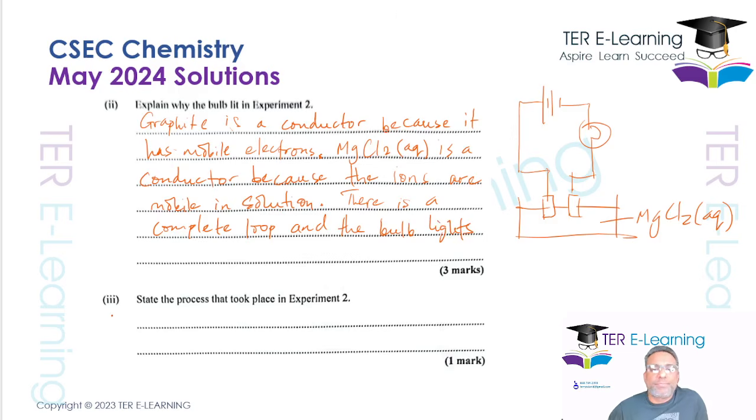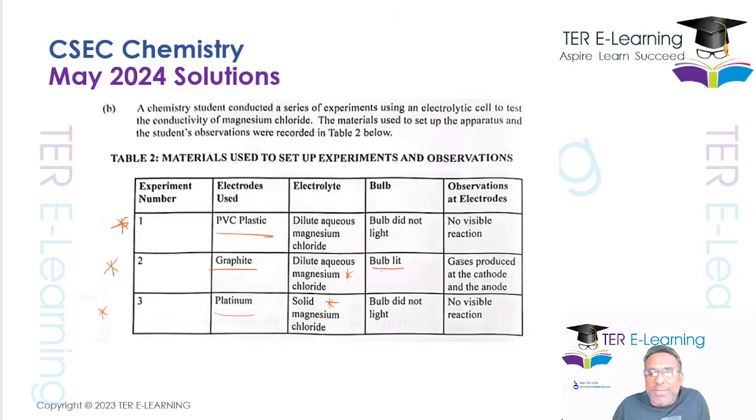Right? Next part, state the process that took place in experiment 2. So this is experiment 2 here. The process that's going to take place here is going to be electrolysis. Because, let me see the table. So in the table, look, they said something happened. Gases are produced at the cathode and the anode, right?